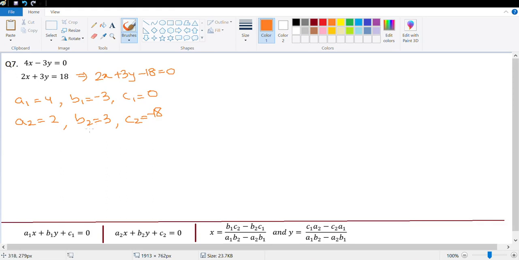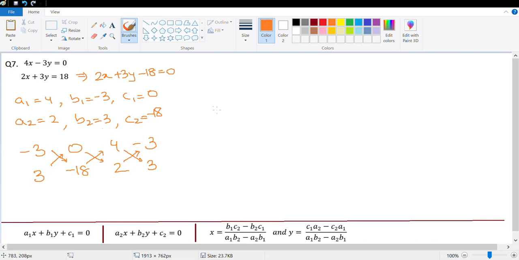Let's write it in the BCAB form. So BCAB, that was for our equation 1. For equation 2, BCAB, B, right? B is 3. All right, so let's cross multiply.